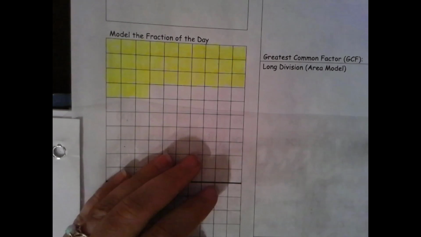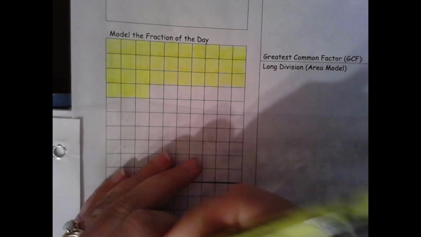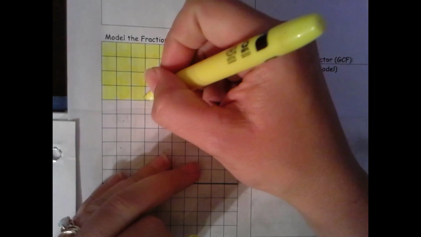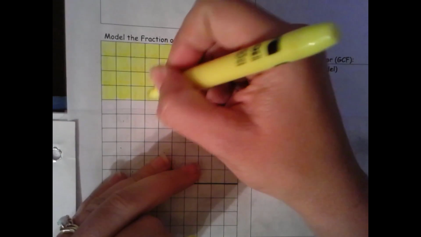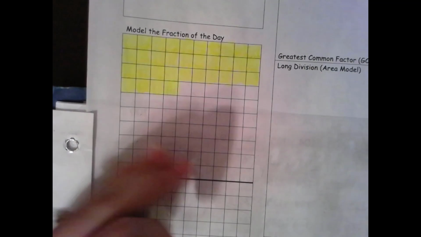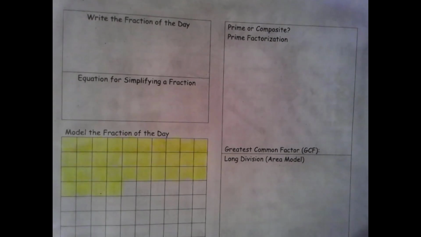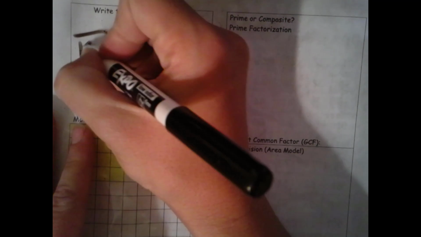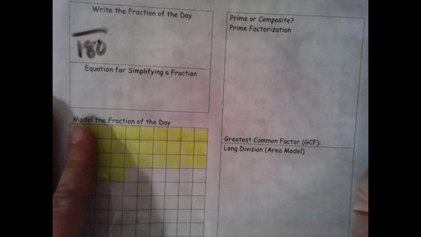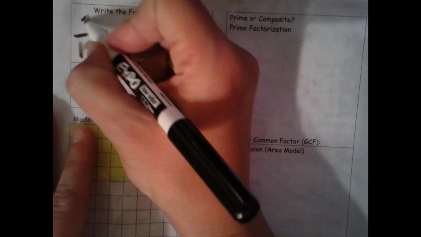Let's go ahead and fill in our square. Alright, so let's start with our beginning fraction. We have a total of 180 school days, and we are on day 34.